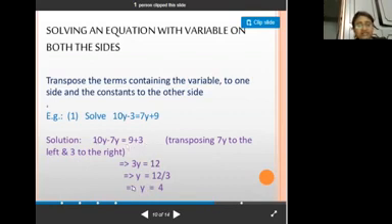10y minus 7y is equal to 3y. 9 plus 3 is equal to 12. 3y is equal to 12. जब 3 मल्टीप्लीकेशन में LHS में RHS पे जाएगा डिवाइड हो जाएगा. So we get y is equal to 12 divided by 3. y is equal to 4.